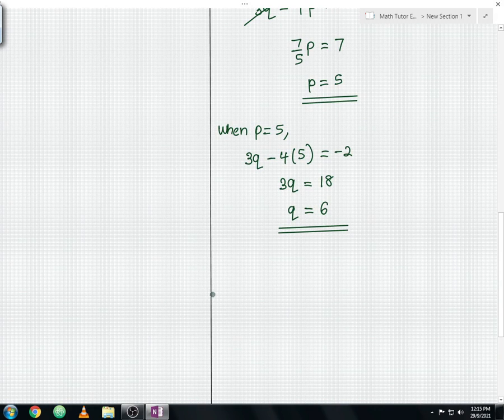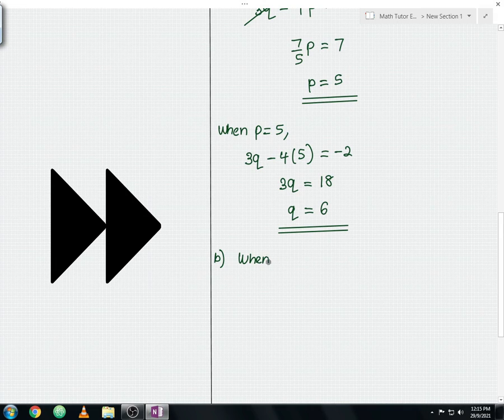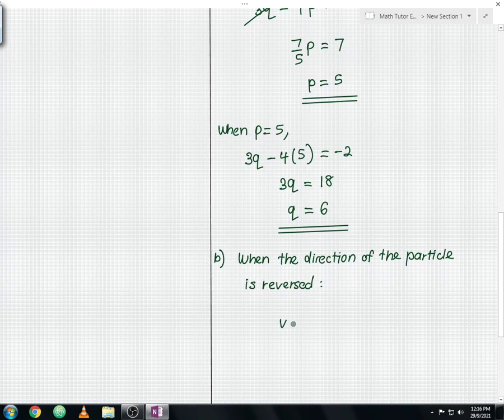Okay, so let us begin our working for the question part B. When the direction of the particle is reversed, so from here the velocity of the particle will be equals to 0. Let me box this.